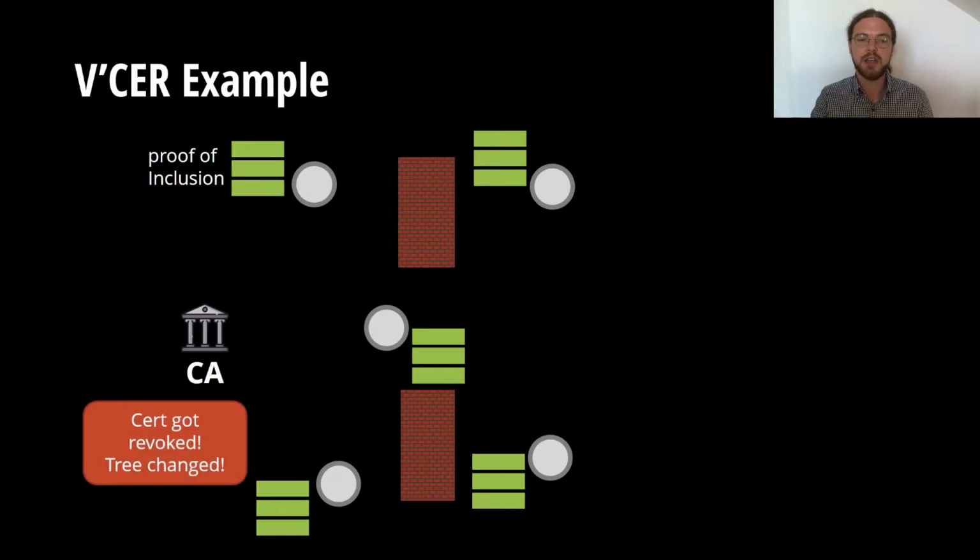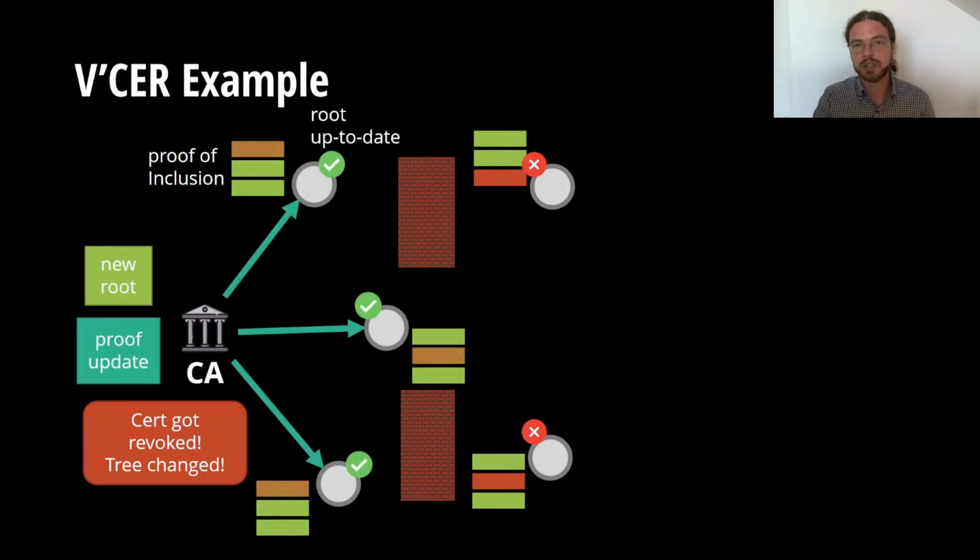Now, if a certificate got revoked, then the entire tree changes. This, of course, implies that the network gets outdated. So the tree roots are outdated and the individual proofs of inclusion as well. So the CA can distribute such an update with a new root and a couple of information that allows nodes to update their individual proofs of inclusion.